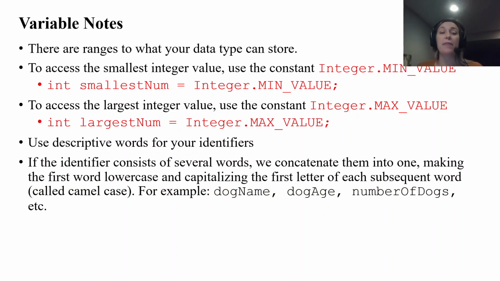And if you noticed, if the identifier consists of several words, we push them together into one, and we use what's called camel case to identify each subsequent word. So for example, if I had an identifier called dog name, which I did, Fluffy, the first one is lowercase, and then the second word starts with a capital letter, or dog age, or number of dogs. Okay, you'll see that you don't have to use identifiers like that, but that's kind of the convention, and that goes along with our good style that we've been talking about, just having good style throughout our Java program.